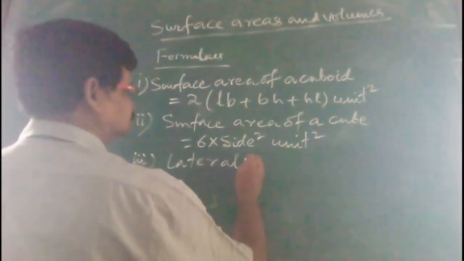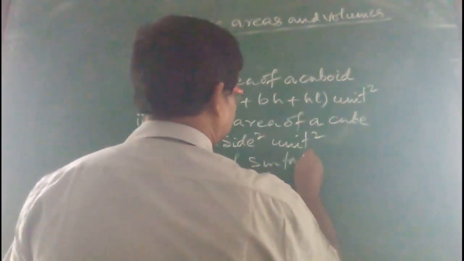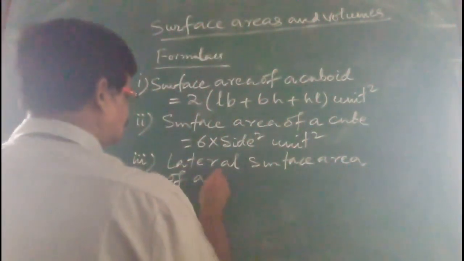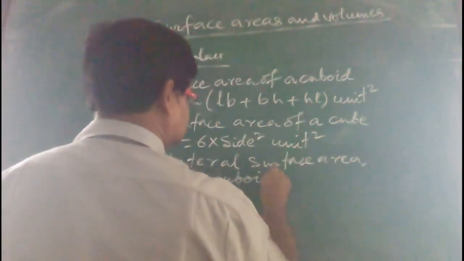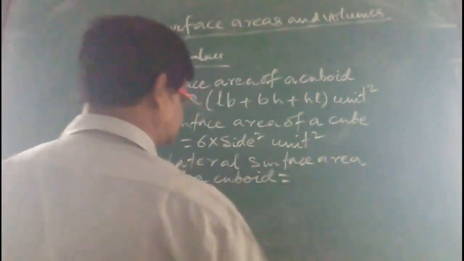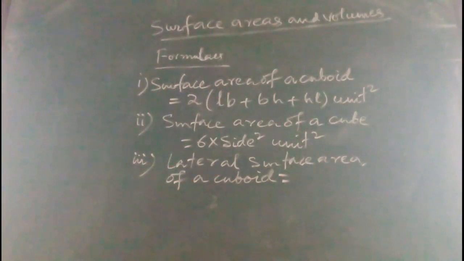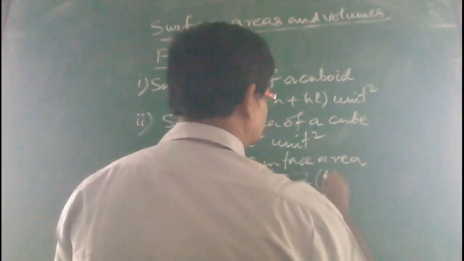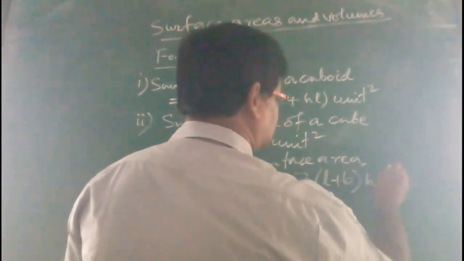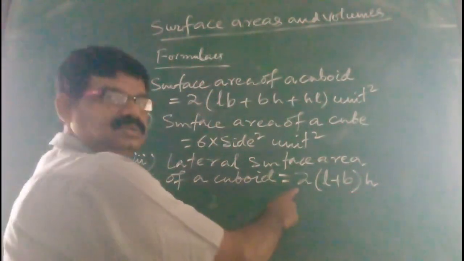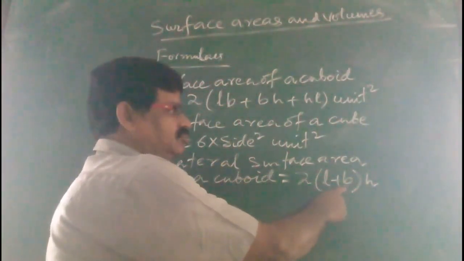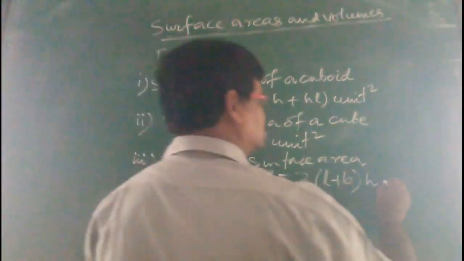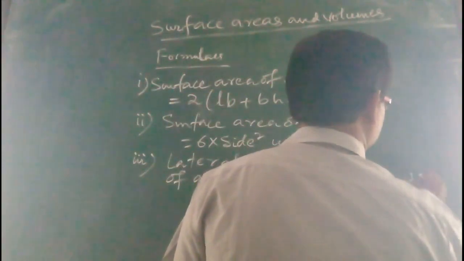Lateral surface area of a cuboid is 2 into length plus breadth into height. As this is area, so we need square unit.